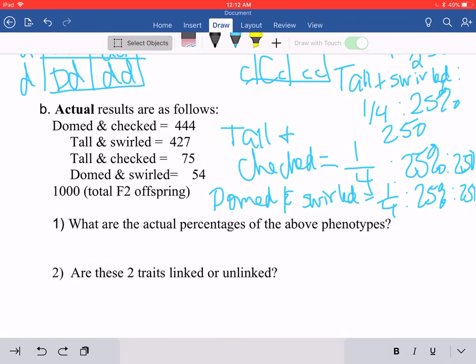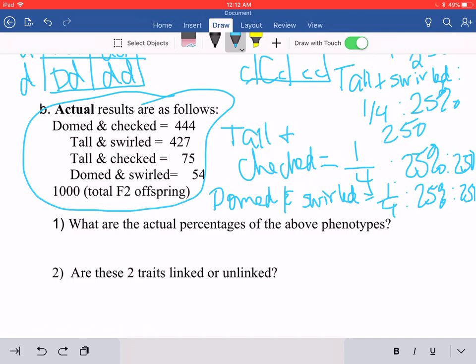So here are the actual results. A scientist actually sets out to do that test cross, and then they count out exactly what the offspring look like, how many of the offspring fit into each of the different categories. And so here are the numbers you got. 444 of the offspring were checkered and domed. 427 were tall and swirled, and so on and so forth. So what are the actual percentages of the above phenotypes? We're going to divide 444 over 1,000.